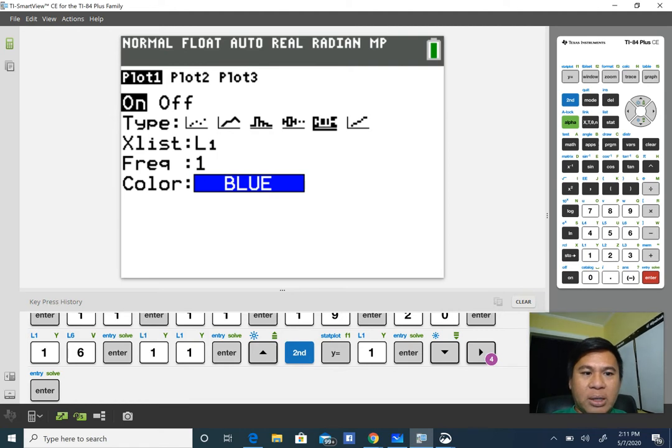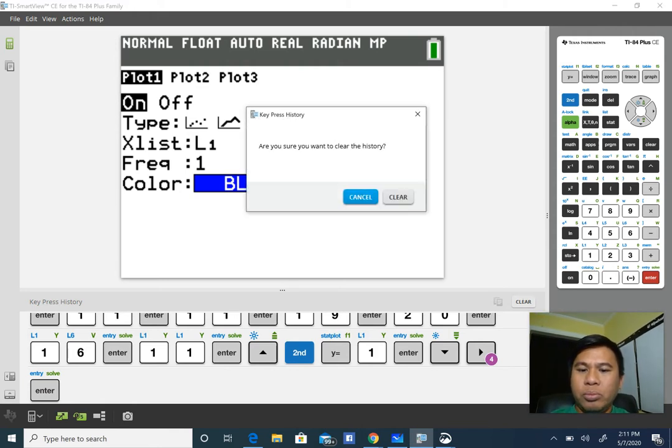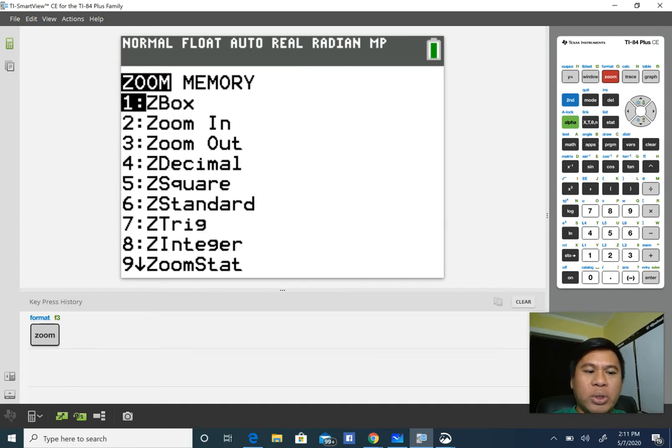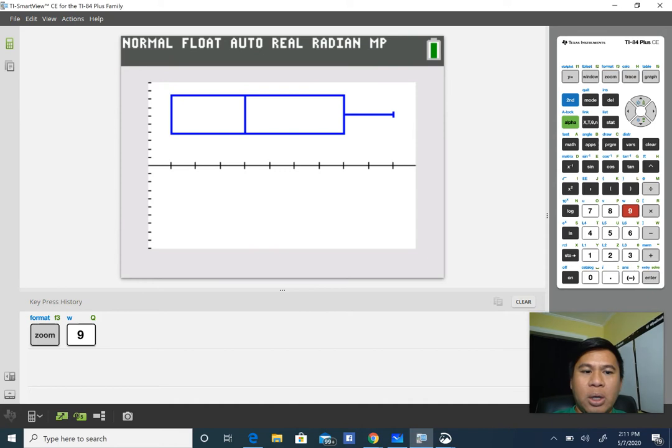Then after that, we're now all set with this one, and as you can see, the X list is on L1 as well. You can change the color if you want to, but in this case, I would now go to zoom. In this case, I will choose number 9, which is zoom stat. So just press 9 to press zoom stat in here. So as we may see, we already have our box plot in this case.